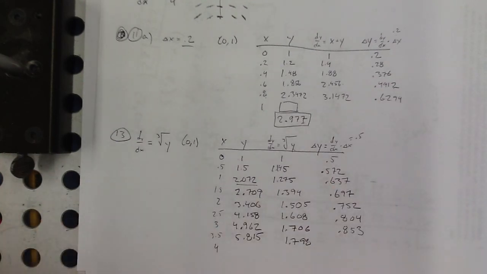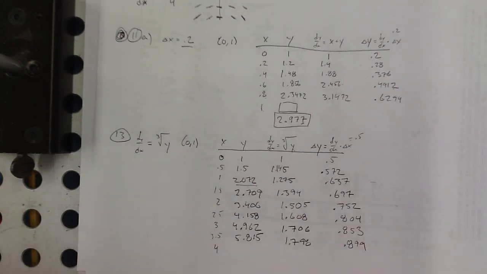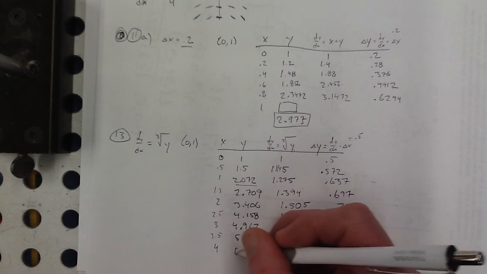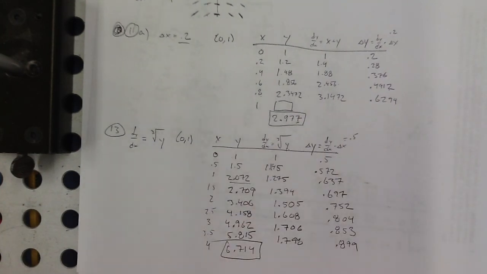1.798, half of that. And then finally, mercifully, we add that for the last time, 5.815 back to there, and we get 6.714. Boom. All right. What did they get? Let's see what they got, and then let's do my little program. They got what? 6.9.